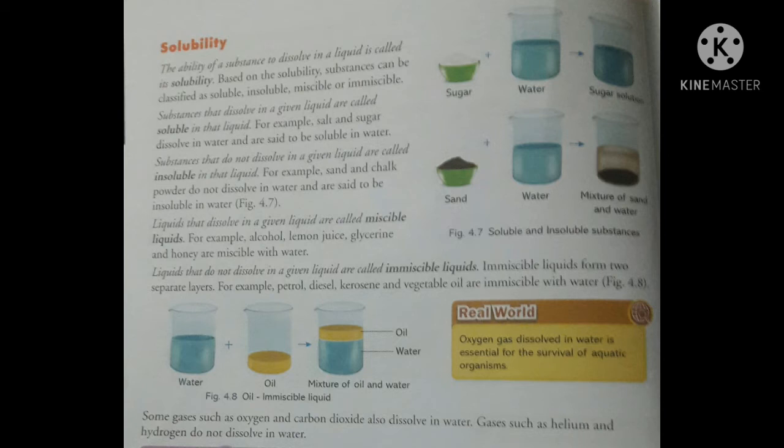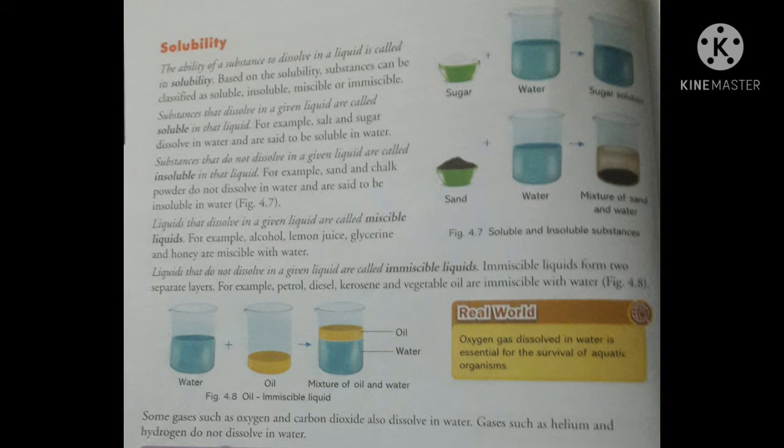Children, in figure 4.7, we can see soluble and insoluble substances. When sugar is mixed with water, we get sugar solution. In the sugar solution, sugar particles get dissolved and we are not able to see them. Second, when we mix sand in water, the sand settles at the bottom and can be easily seen. So sugar is soluble in water and sand is insoluble in water.